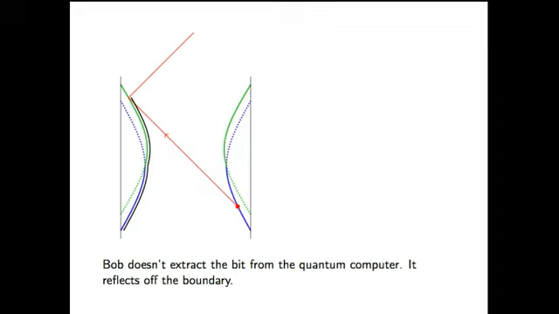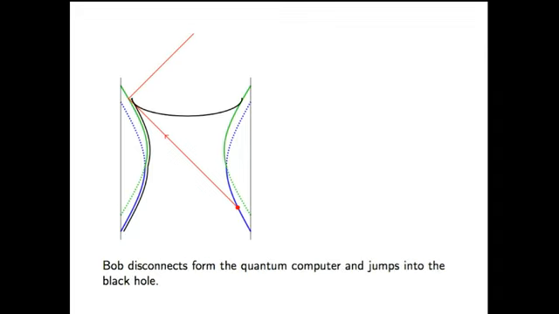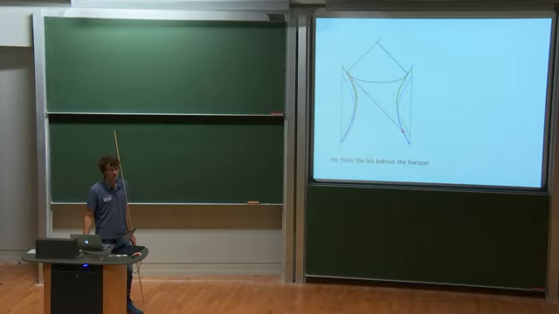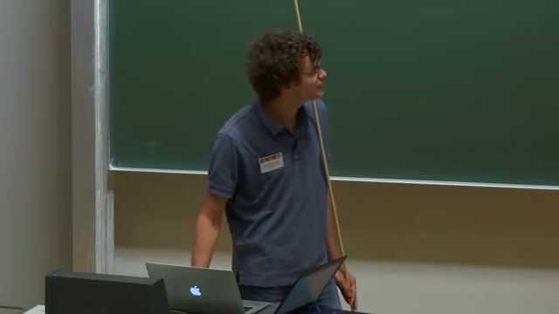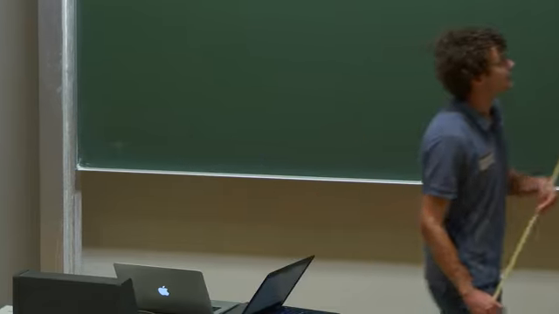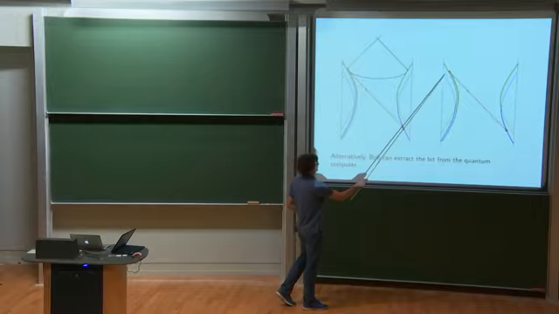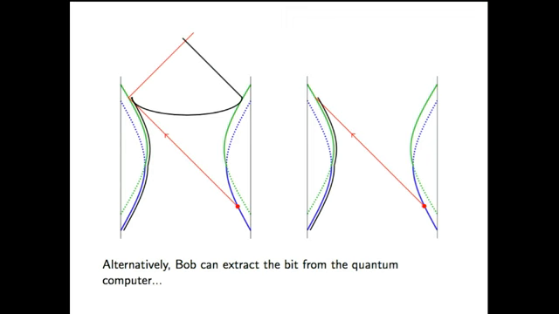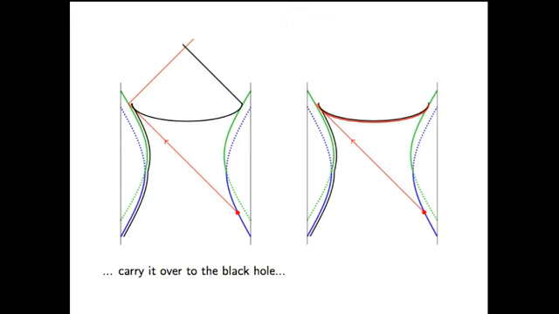Then, if Bob likes, he can travel across from his quantum computer and jump into the actual black hole from the right side. He's not carrying Alice's message, so when he falls into the black hole and finds it inside, he won't be surprised. He won't have experienced any quantum cloning. Option B, at this time, he extracts Alice's diary from the space-time. He extracts it from the hard drive of his quantum computer, and then he carries it with him when he moves over and jumps into the black hole.